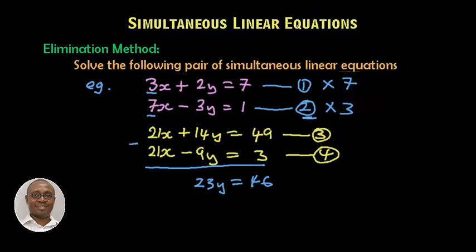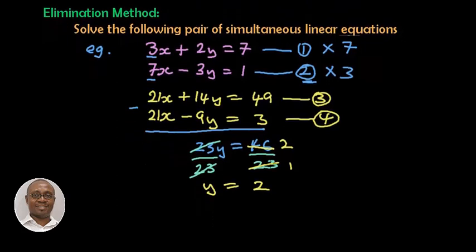Good. So the next is to divide both sides of the equation by 23. On the left hand side, 23 cancels 23 out, so we are left with y. Then on the right hand side, 23 goes in 46 twice. So y is equal to 2. Good. So now we go ahead to substitute 2 for y in equation 1.